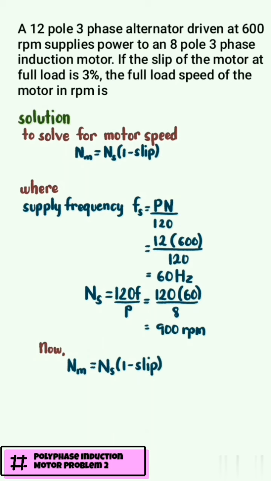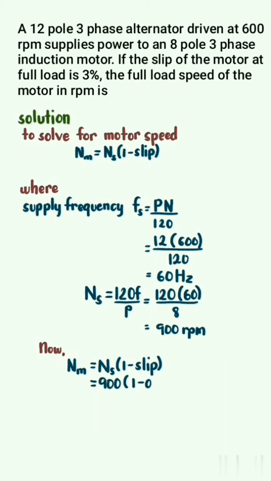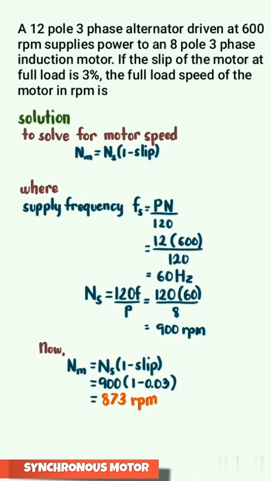Substitute all the acquired values. We have 900 times 1 minus 0.03. That would be equals to 873 RPM. So that's the full load speed of the motor in RPM.